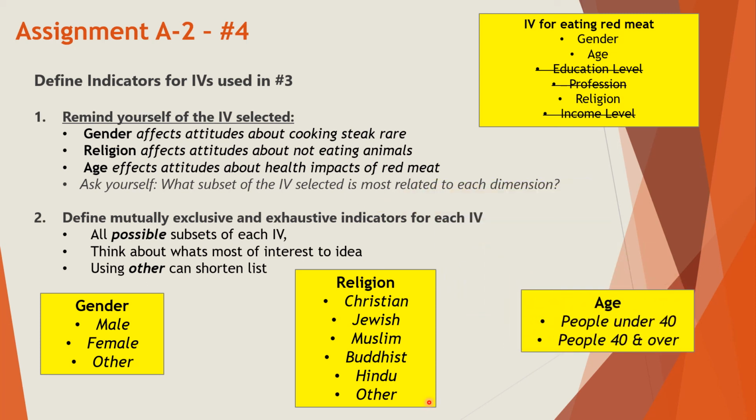And then as far as age, we did break this down very briefly as people under 40 and people 40 and over. Now this is very clear. Notice, people often get this wrong. They would write people under 40 and people over 40. If you do that, realize it's not exhaustive, because you would exclude people who are exactly 40. So you have to be careful about mutually exclusive and exhaustive indicators. So these are the 3 answers that we have for number 4, which is just the list of indicators for each of our independent variables.